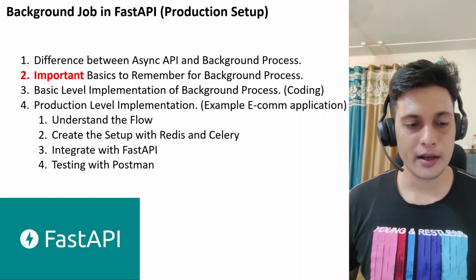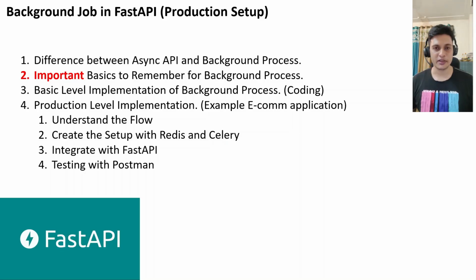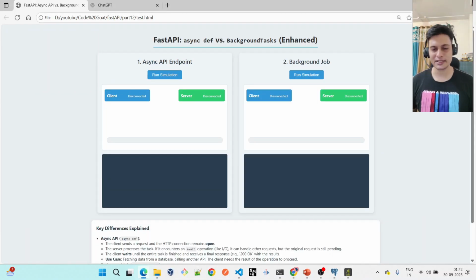Before that, let's start with point number one, where I'm going to demonstrate the difference between the asynchronous API and background process. For that, I created a very simple HTML page. Inside this HTML page, I have these two tabs, asynchronous API endpoint and background job. When I click on run simulation, it will show you what is actually happening behind the scenes, like when the request goes and when the response comes to the user.